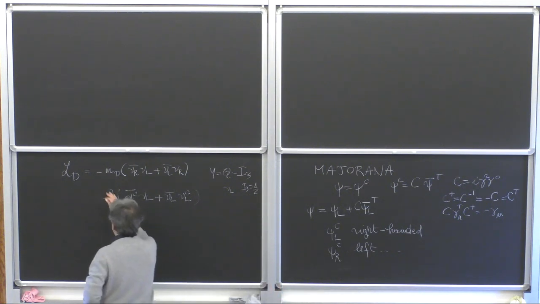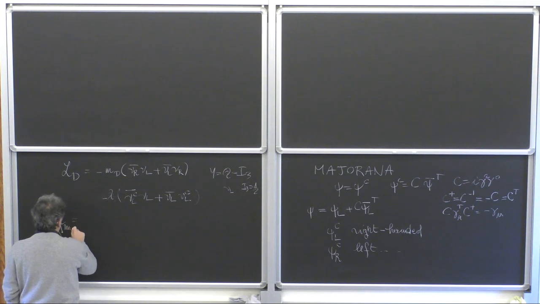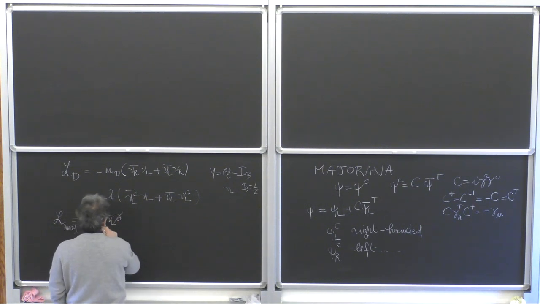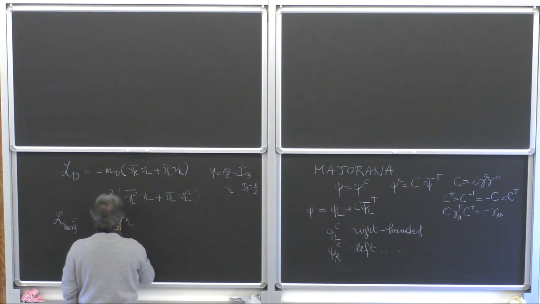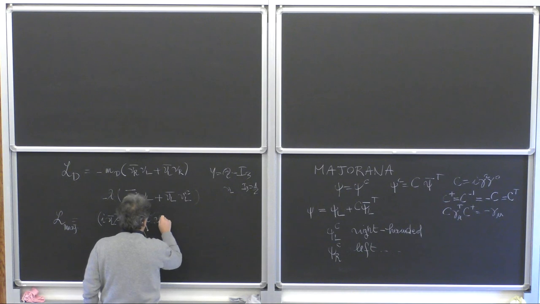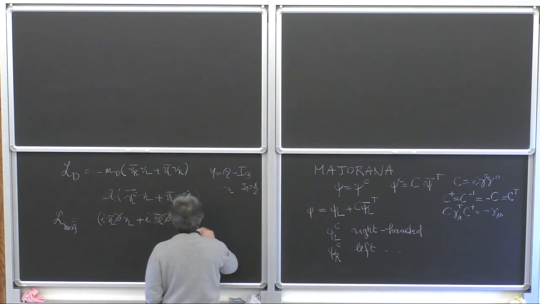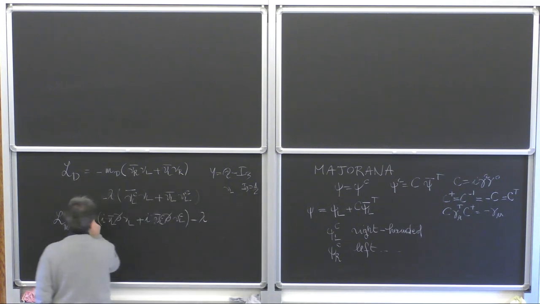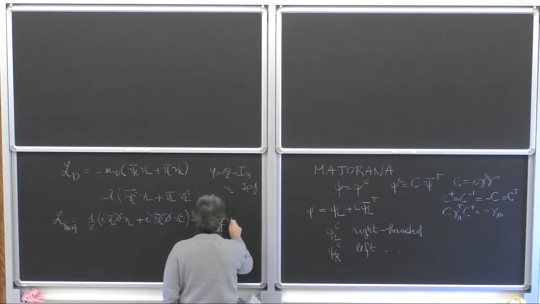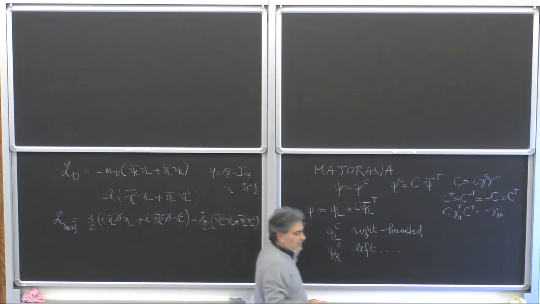If we want to write the Lagrangian, we have to add the kinetic term, let's say for Majorana. So we should have nu bar L i slash d nu L plus i nu L C bar slash d nu L C minus, let's say, lambda. I put parentheses because here we have 1/2 and the same thing: nu L bar C nu L plus nu L bar nu L C.